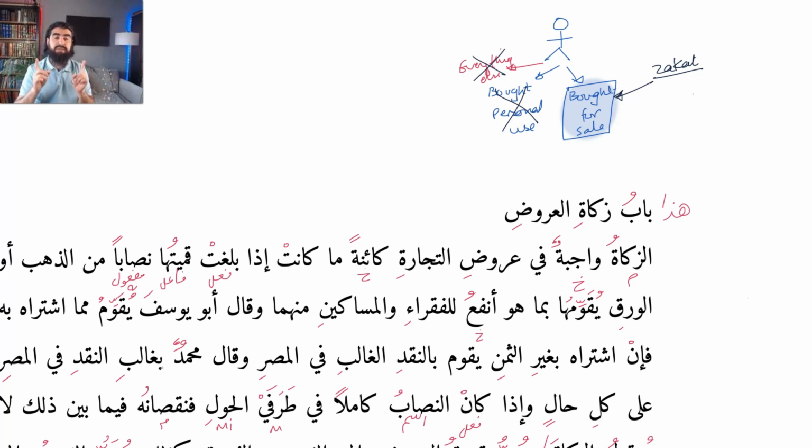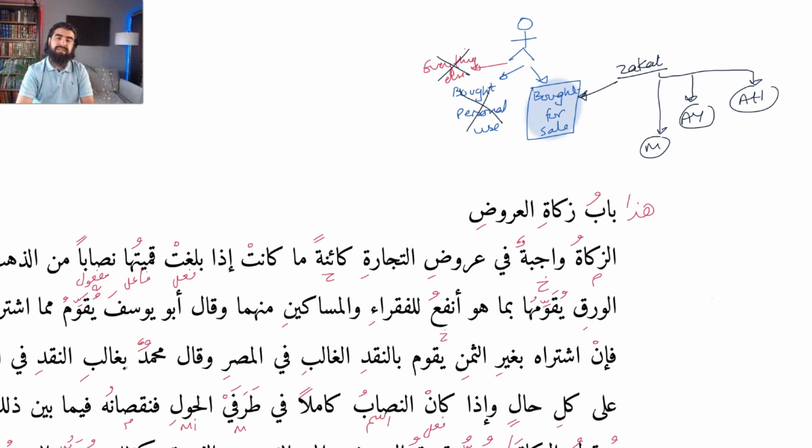In the olden days, remember, there were only two currencies, gold and silver, and zakat originally is on gold and silver. So how do you work out the business stock then? Imam Abu Hanifa rahimahullah has a position, Imam Abu Yusuf has a position, and Imam Muhammad has a position. Let's look at what each one of them says.